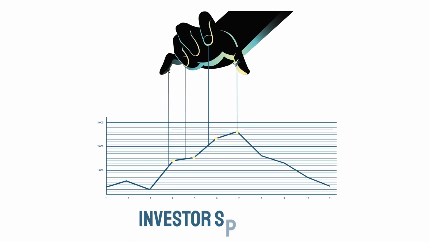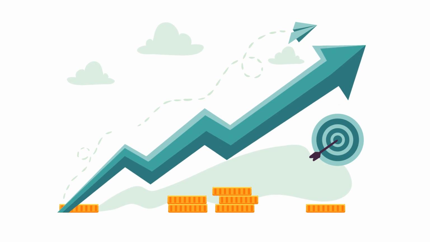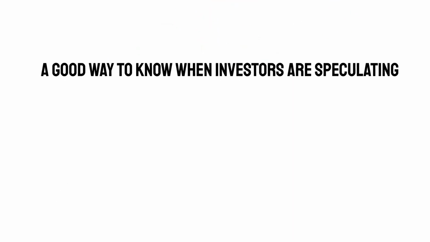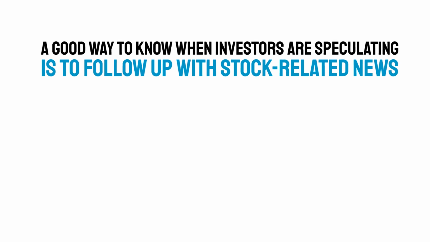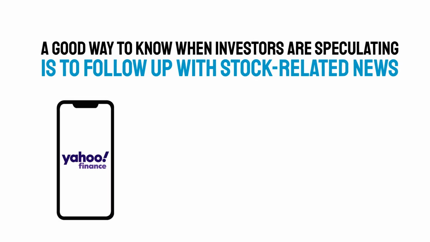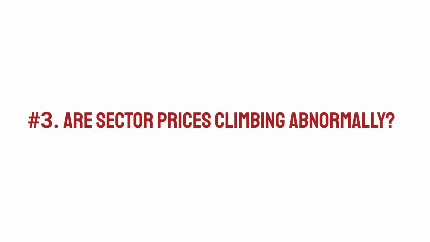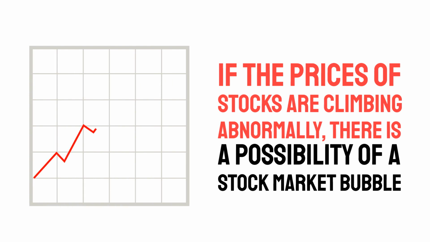2. Are investors speculating? One of the leading causes of a stock market bubble is investor speculation. Investors believe that the prices of stocks will climb. As such, they throw money around. A good way to know when investors are speculating is to follow up with stock-related news, Yahoo Finance, Twitter, and StockTwits. 3. Are sector prices climbing abnormally? If the prices of stocks are climbing abnormally, there is a possibility of a stock market bubble.